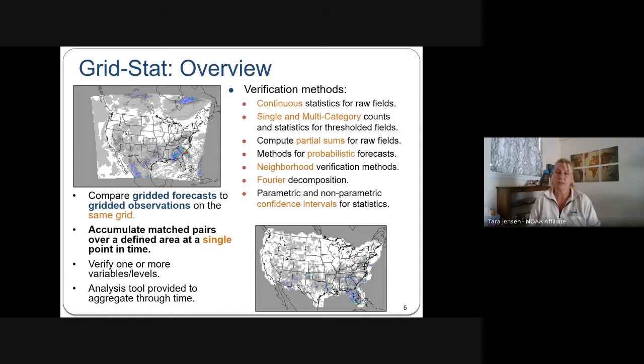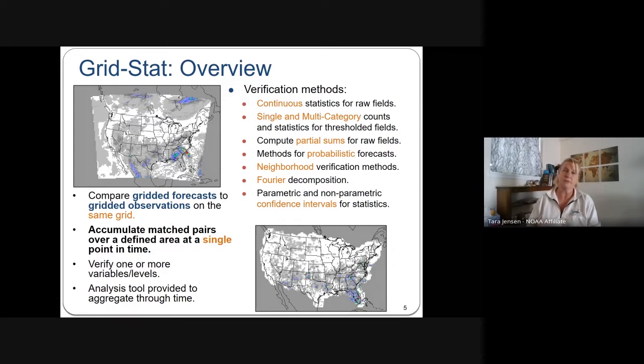It does compute partial sums and the core contingency table counts from the raw fields. We also have computation for probabilistic forecasts. There are neighborhood verification methods, which is a little bit more advanced, but can provide a lot of information if you're comparing prediction on two different spatial scales. There is Fourier decomposition included if you're doing computation for global prediction. And then there is the ability to compute parametric or non-parametric confidence intervals for the statistics over that defined area for that single point in time.